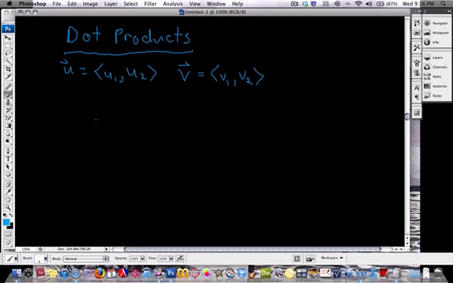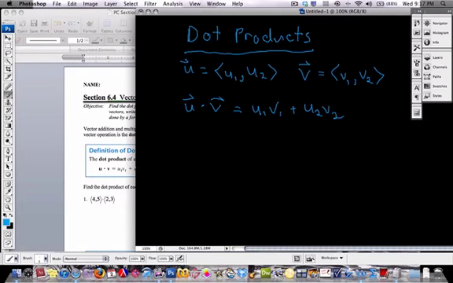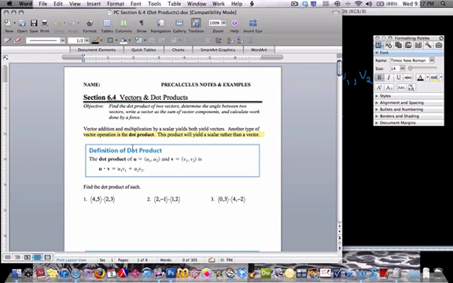There's actually two ways to do this, two different kinds of vector multiplication. We're going to look at the first kind today, which is called a dot product. It's named a dot product because we represent the multiplication with a dot. So we say u dot v, and we define that as u1 v1 plus u2 v2. Okay, so that's how a dot product is defined. The definition of a dot product we've got right here.